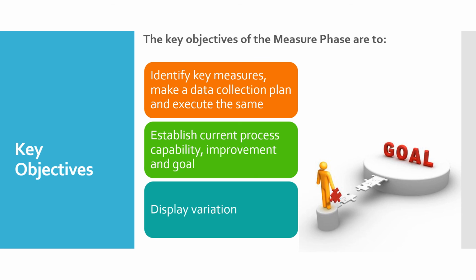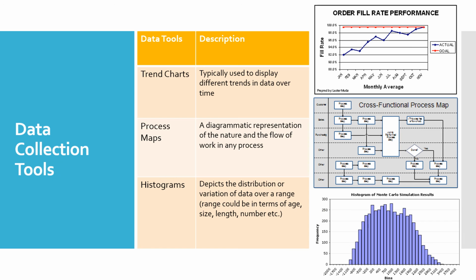So the key objective of the measurement phase is to identify the key measures, make a data collection plan and execute it, establish current process capability and improvement goal, and display variation. The different methods of data collection are trend charts, process maps, and histograms. I've got some pictures there on the right hand side for you to view, and I would like you to go and make these charts yourself, practice, and understand this. Also, the cross-functional process map is really important for Six Sigma measurement.